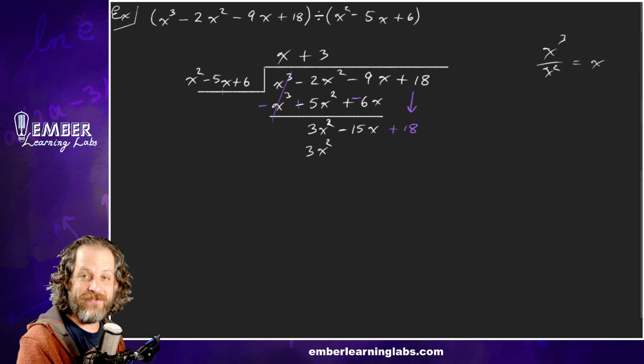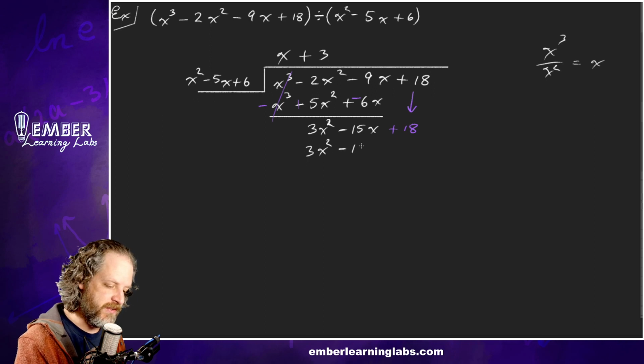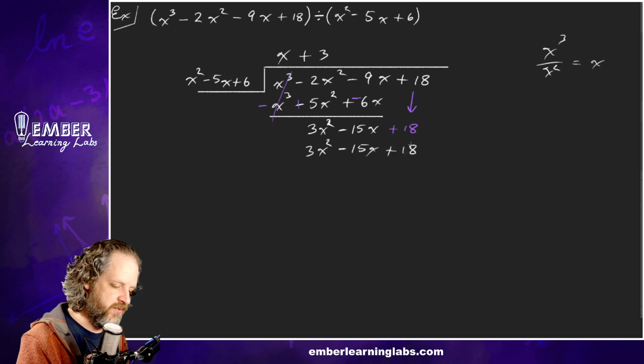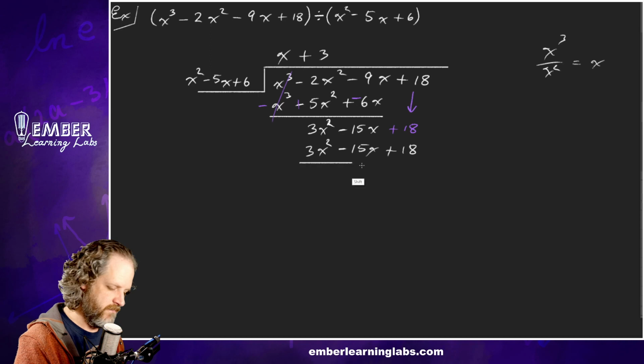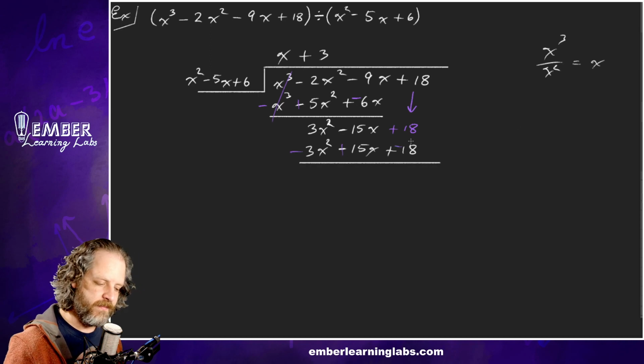3 times negative 5x is negative 15x. Ooh, look, that's going to cancel. That's fun. 3 times 6 is plus 18. Oh, it's all going to cancel. That's great. Flip, flip, flip. Cancel, cancel, cancel. Leaves it with 0, so there's no remainder.